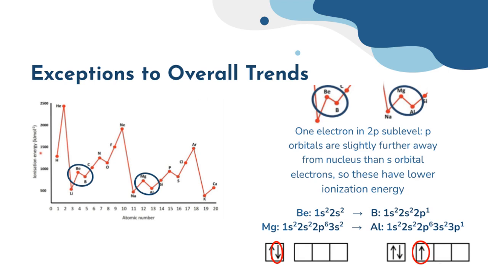When it comes to these exceptions, you look at the electron configurations here and you can see the same thing. When you're removing an electron from the boron to go back to beryllium, we're removing it from the 2p sublevel. When we remove an electron from aluminum, it's coming from the 3p sublevel. And as we go back, we're now returning to a full s sublevel. That's going to take a little bit less energy because that full 2s sublevel is a little bit more stable than it would have been otherwise.